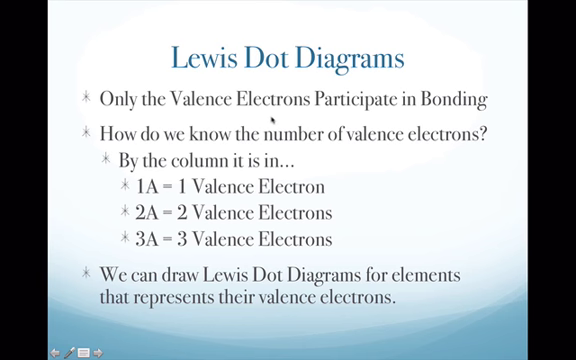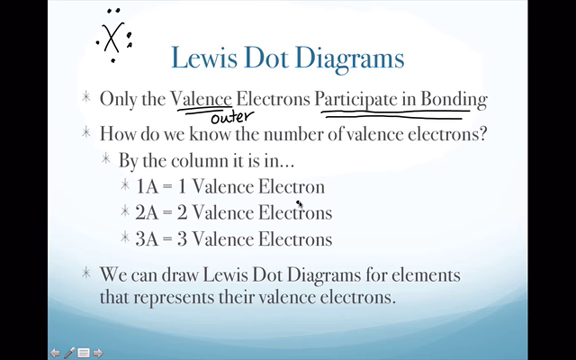So if we remember Lewis dot diagrams, they were where we had the symbol in the middle and then we would put the dots around it depending on how many valence electrons it has. Remember that we're talking only the valence electrons, so the very outer electrons are the ones we're going to focus on because these are the ones that participate in bonding. And we can figure out the number of valence electrons that an element has by looking at the column that it's in on the periodic table.